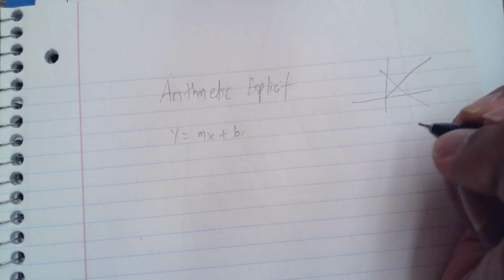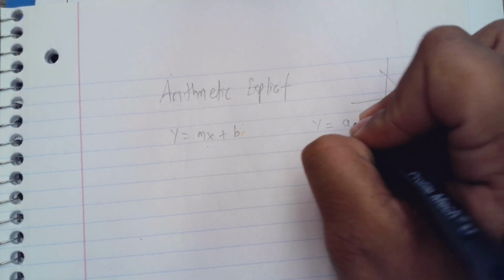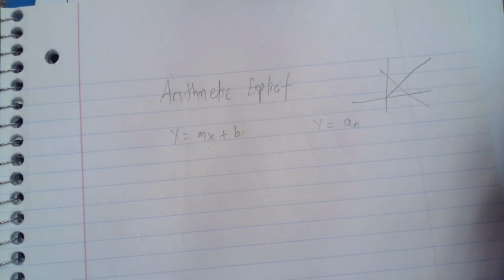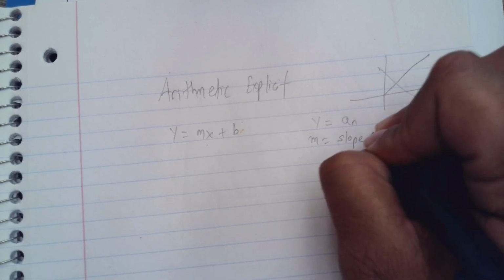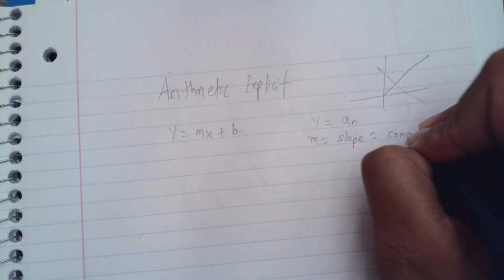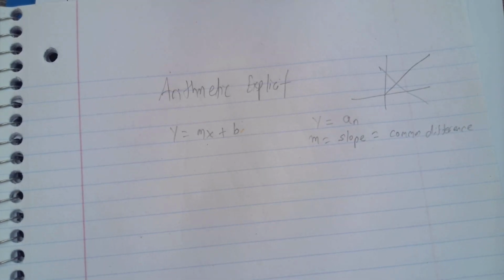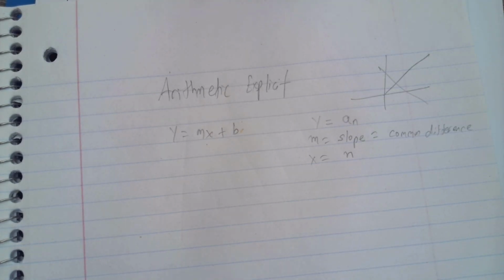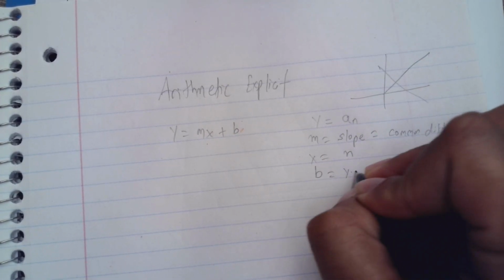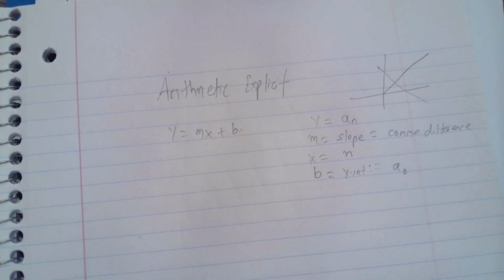Okay, I'm going to talk about that in terms of sequence. I'm going to convert this into sequence now. Y is your a sub n, the nth term. Your m is your slope in this definition, and it's also the common difference in your sequences. Your x is your n term. Your b is your y-intercept. The y-intercept is when x is 0, so when n is 0, a sub 0.